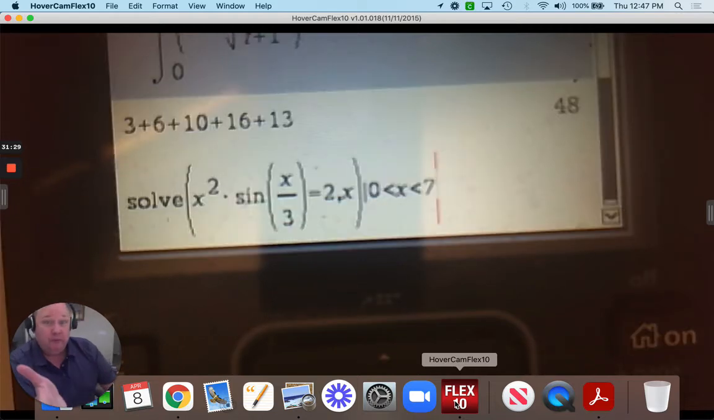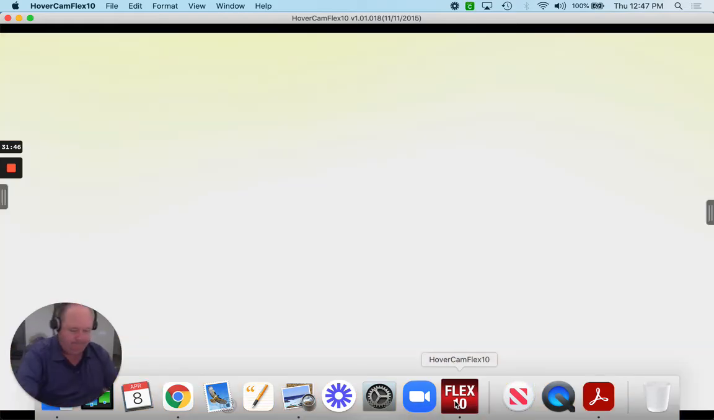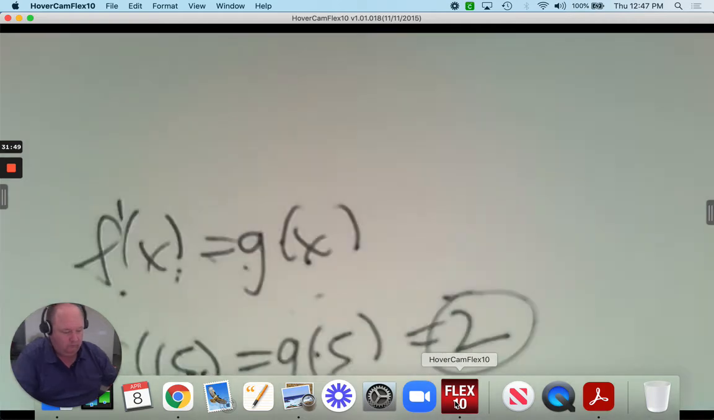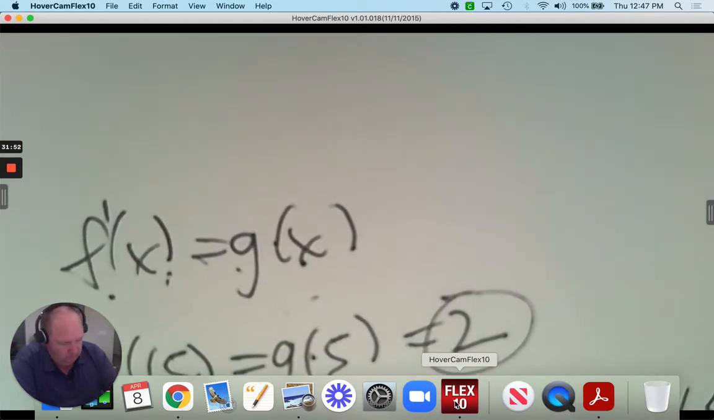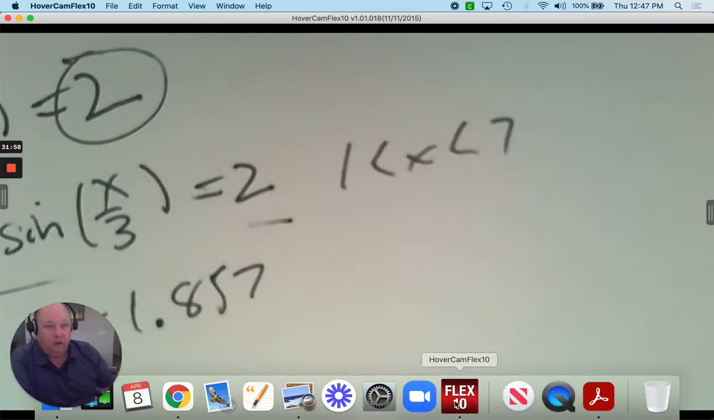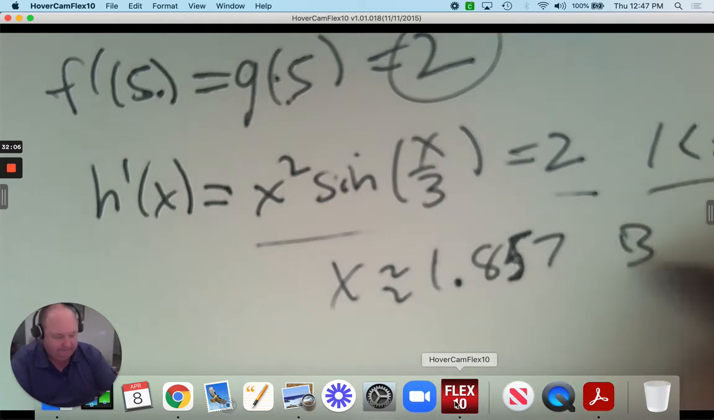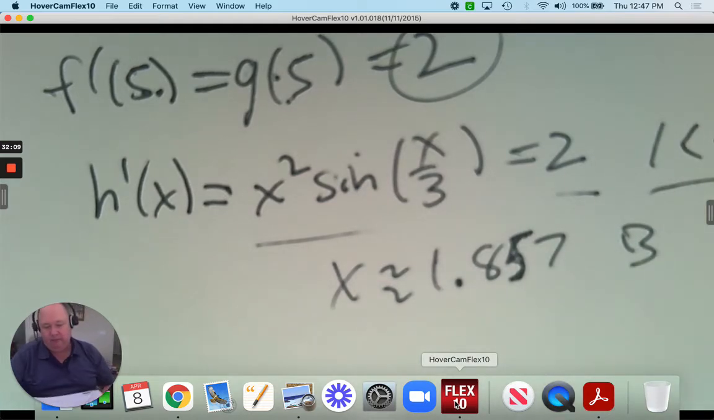So then put in the restriction, like I only want the answer from 0 to 7, then control enter, and it gives you 1.857. So the answer is B. So we only want the answer from 0 to 7, and 1.857 is the answer in that range, and that matches with B. All right. Turn the page, 64.